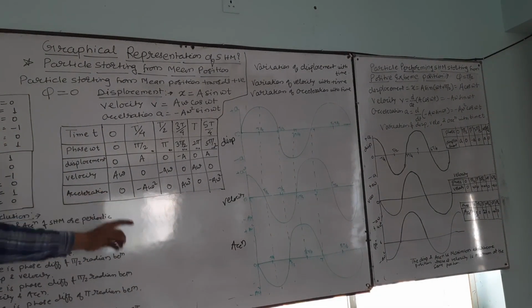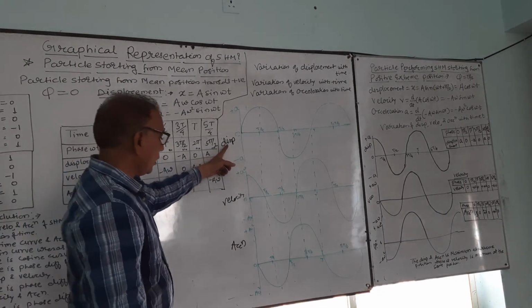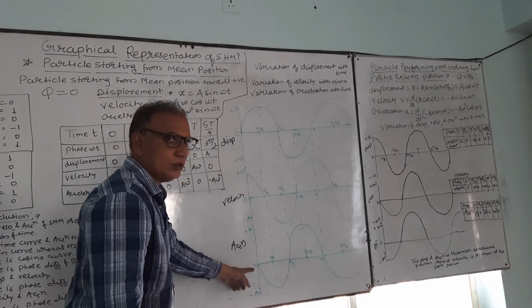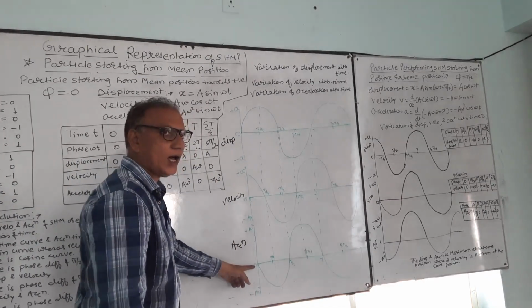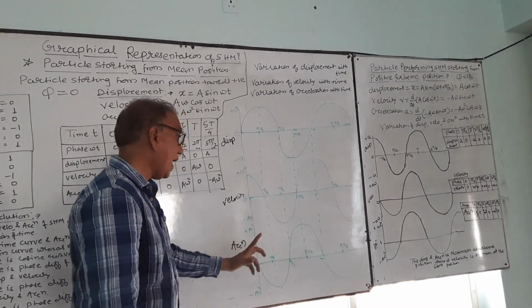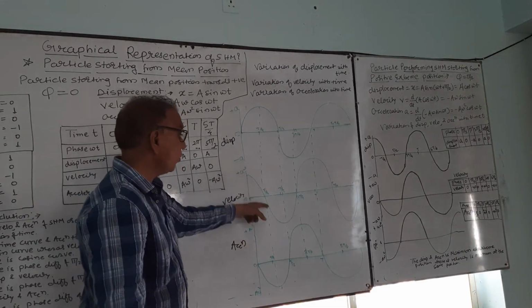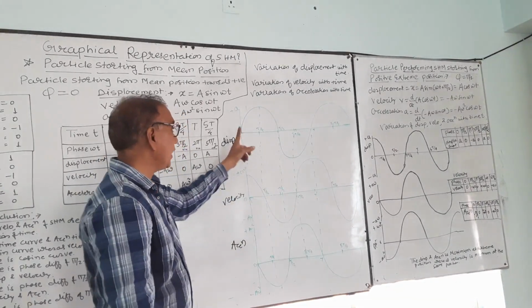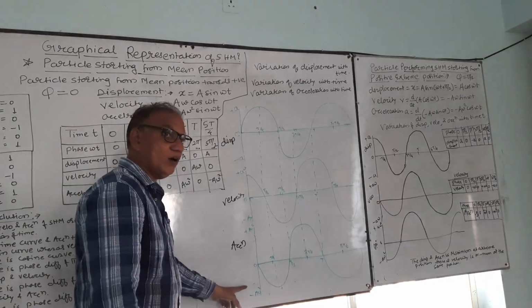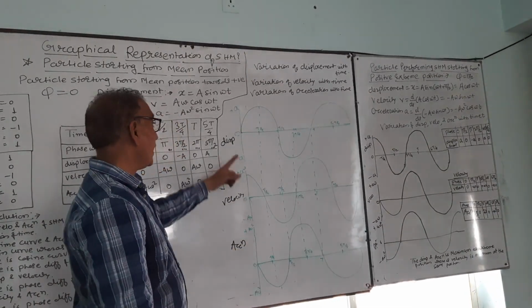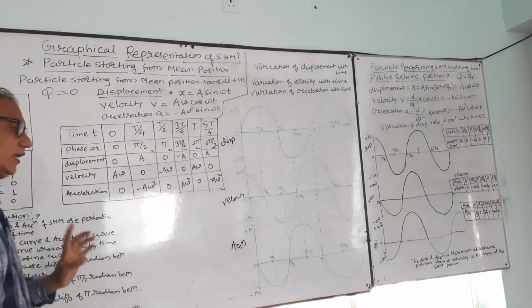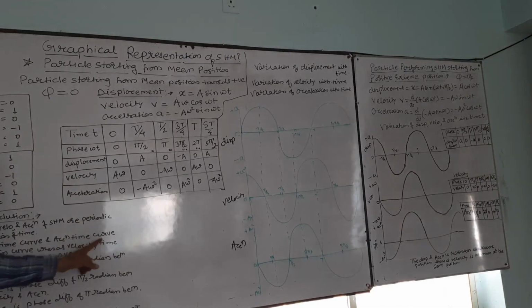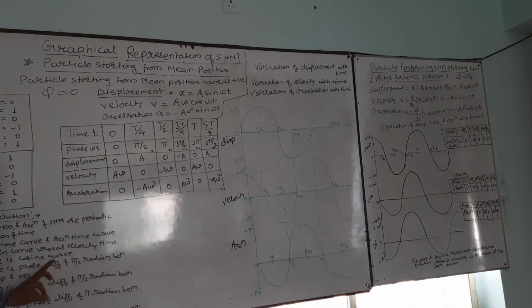Second, displacement time curve and acceleration time curve are sine curves, whereas velocity time curve is a cosine curve. This is the second conclusion.